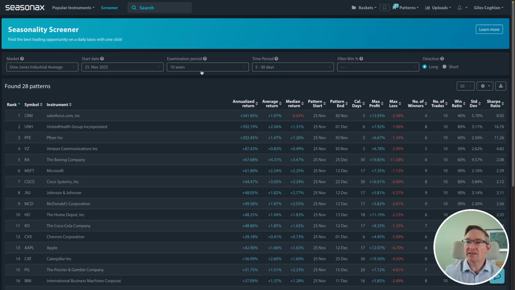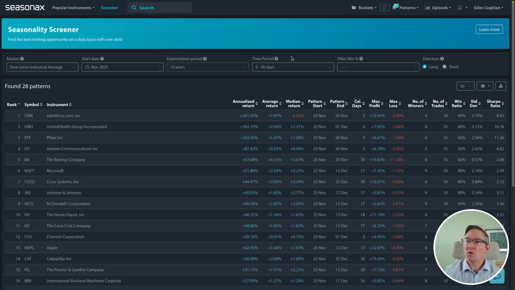Now we want to check the examination period. For the examination period, 10 years is statistically significant. If you were looking for something just in the very near term, you might look at 3 to 5 years, but generally you want to be looking at something 10 years and above, and 10 years is a great place to start. So we're looking for a seasonal pattern over a 10-year period.